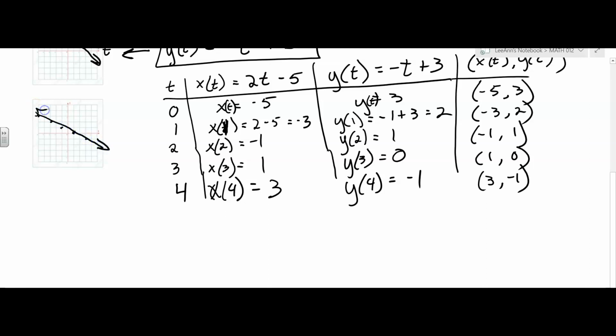So what does all this mean? Think about a bird. The bird starts here, and it's going to fly over here. And then this is where it is after 1 second. This is where it is after 2 seconds. This is where it is after 3 seconds. And this is where it is after 4 seconds. So that's the position that the bird would be in. Hopefully that helps.